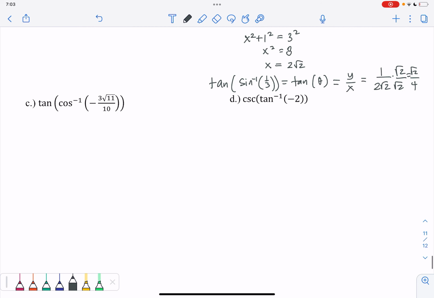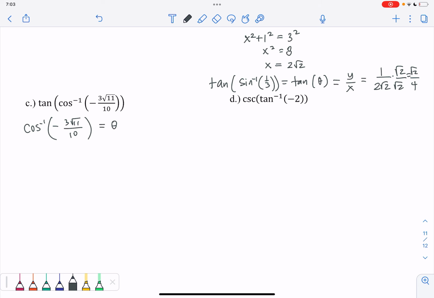Let's go to part C. Tan of cosine inverse of negative 3 root 11 over 10. Well, you know we're going to want to draw this. So here's what I know. Cosine inverse of negative 3 root 11 over 10. So we're just starting with that inside function, that this is going to be equal to an angle.